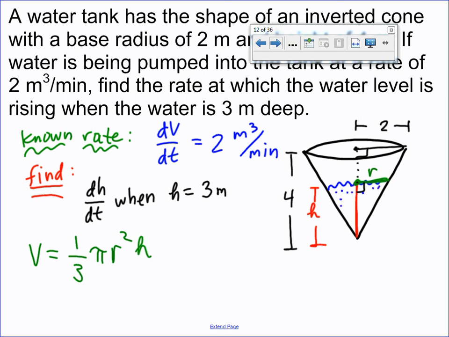Not congruent, but similar. We got similar triangles. Remember, congruent is same size and shape. Similar is same shape, right? So we can write a proportional relationship between R and H and 2 and 4.